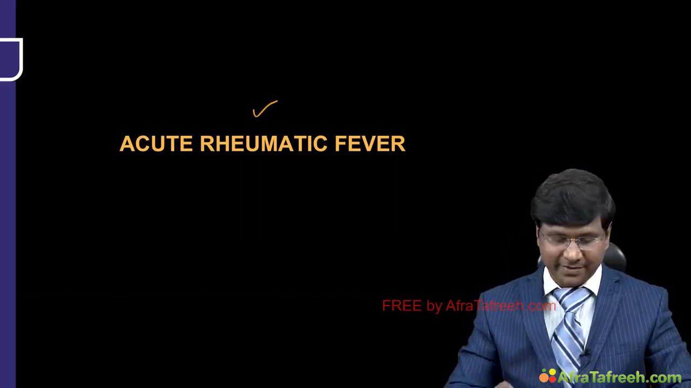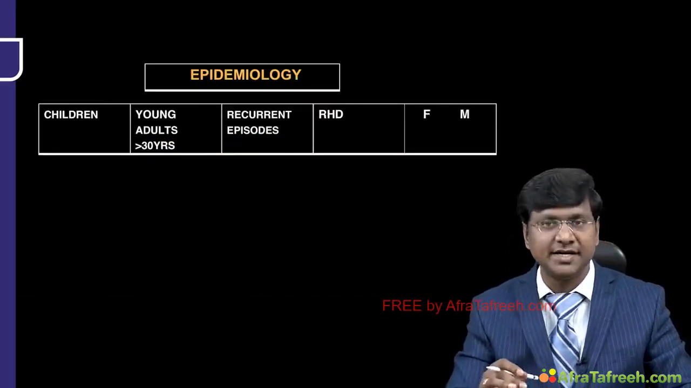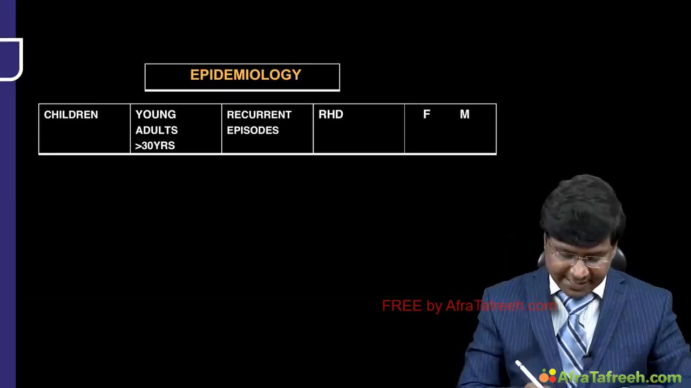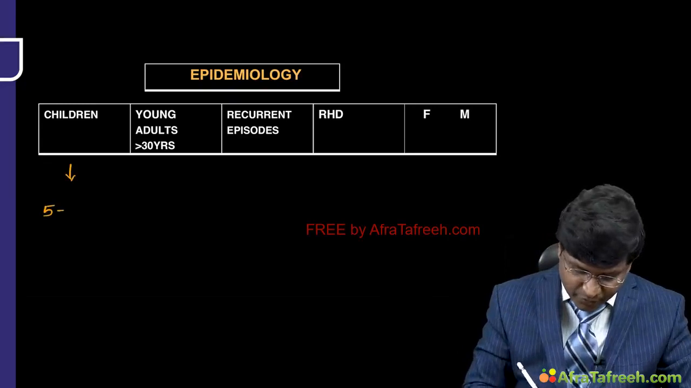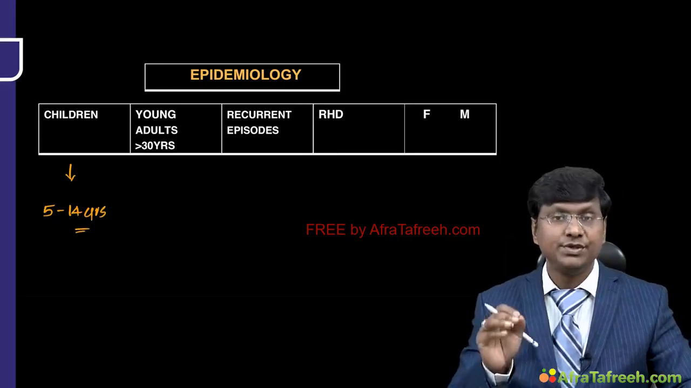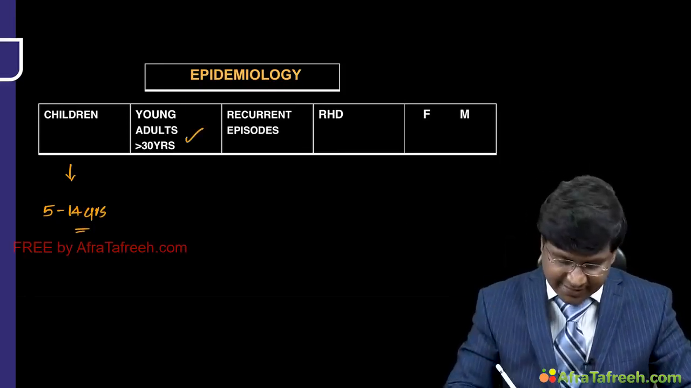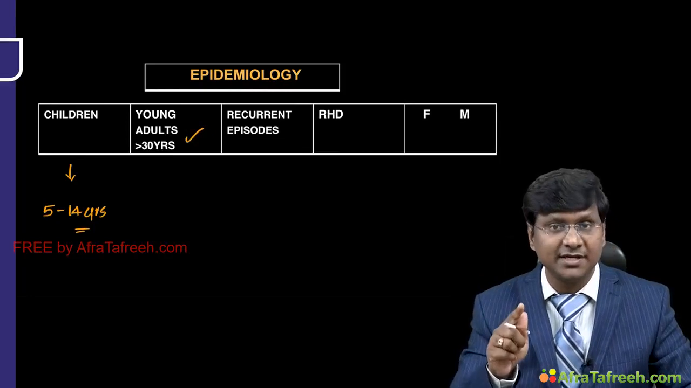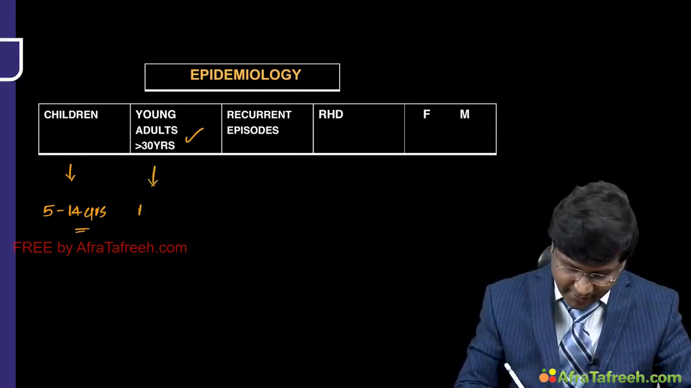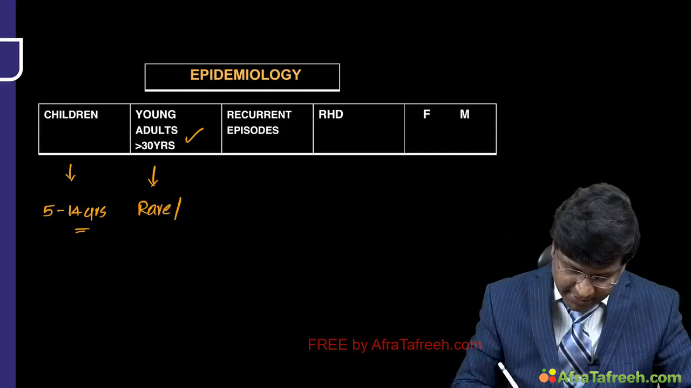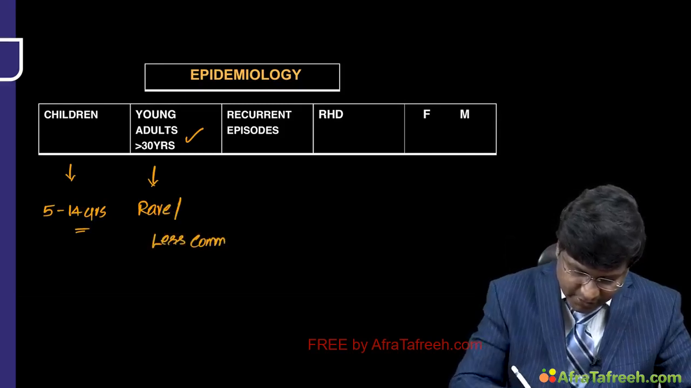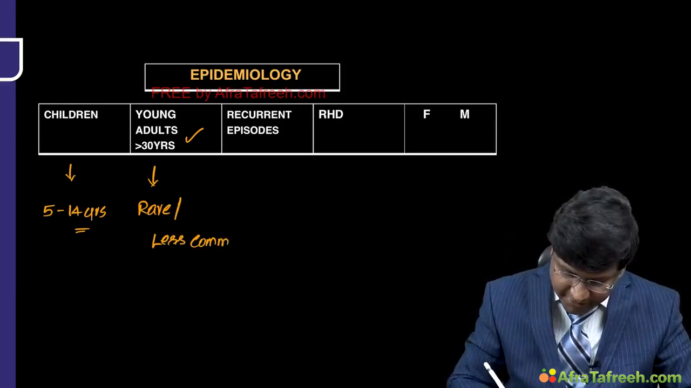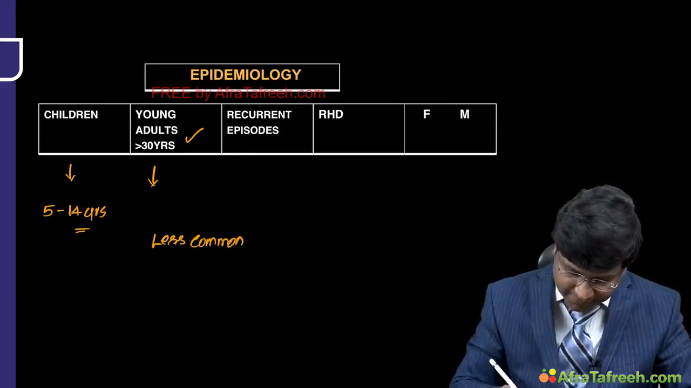If you see acute rheumatic fever, first and foremost, you need to understand the basic epidemiology. It is very common in children of age group 5 to 14 years. Whereas in young adults and individuals of more than 30 years, this is less common in this particular age group. Rather than using the word rare, it is better to use the word less common.